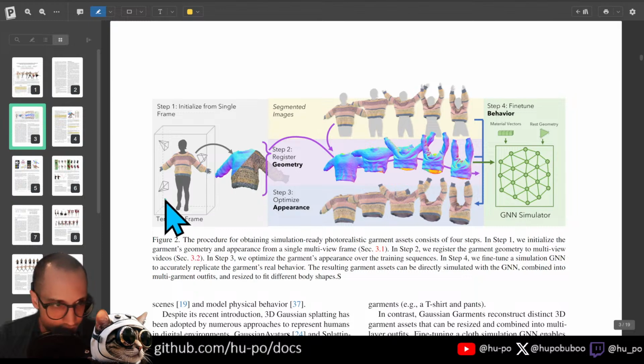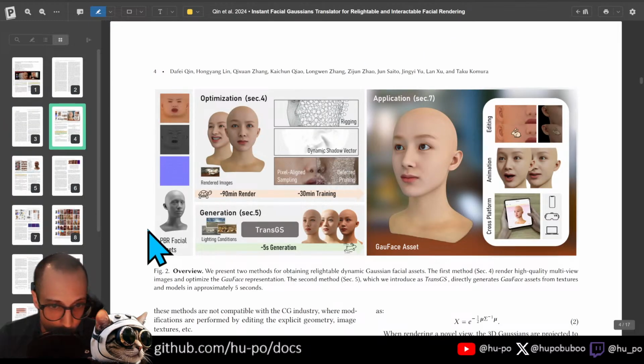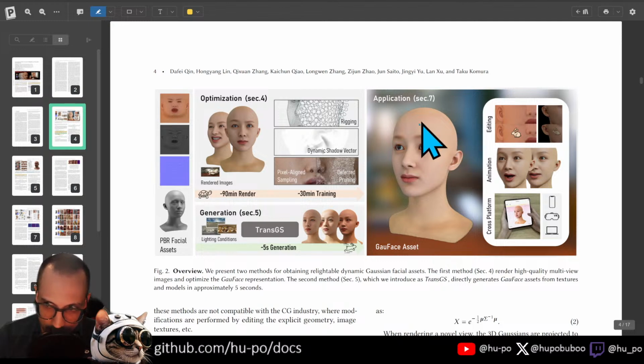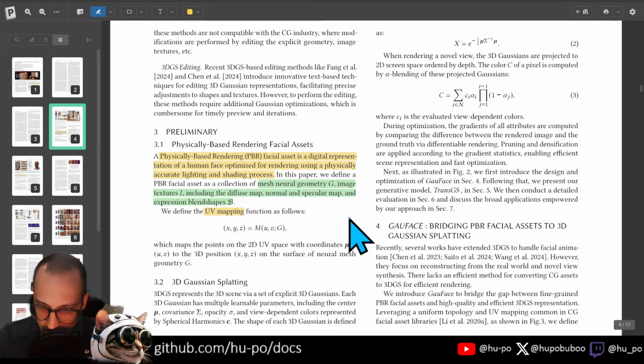This is recorded with this kind of multi-camera setup, right? And I think this one does it even more, where they create this Gaussian face asset, which they call the Gauss face asset, but they start from PBR facial assets, right? And PBR is just a fancy way of saying the mesh texture stuff that I talk about all the time. Physically based rendering, PBR. Physically based basically means that you're actually calculating light rays and bouncing, and the way that the light scatters from certain materials.